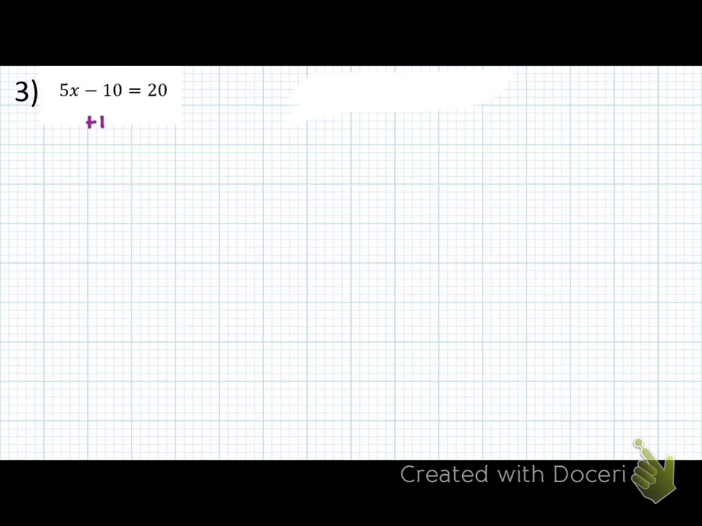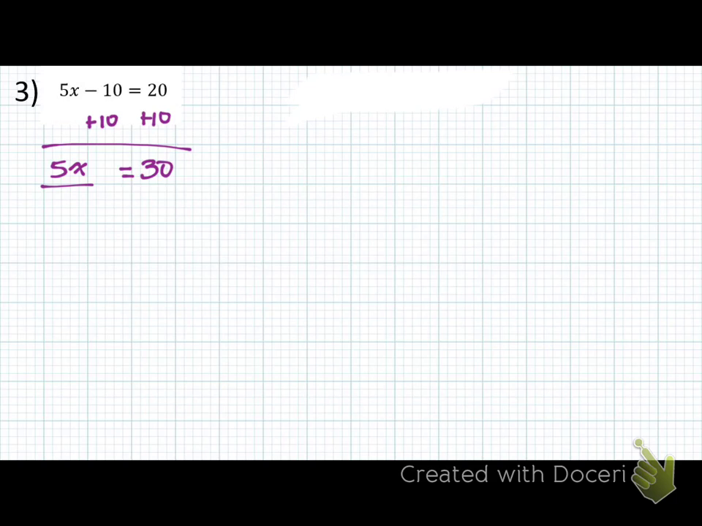Okay, so we have 5x minus 10 equals 20. We're going to add 10 to both sides. And what property is that, everyone? Good. Addition property of equality. Okay. So we're going to bring down the 5x and bring down the is equal to 20 plus 10, which is 30. Okay, finish up this problem for me.